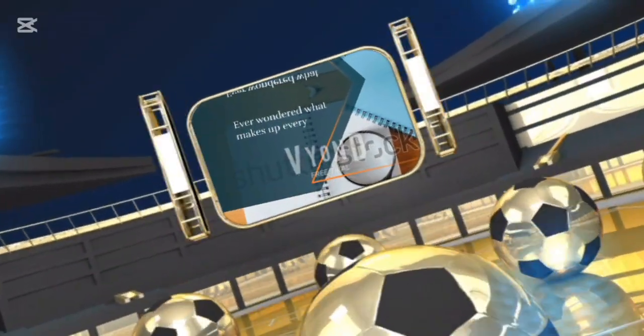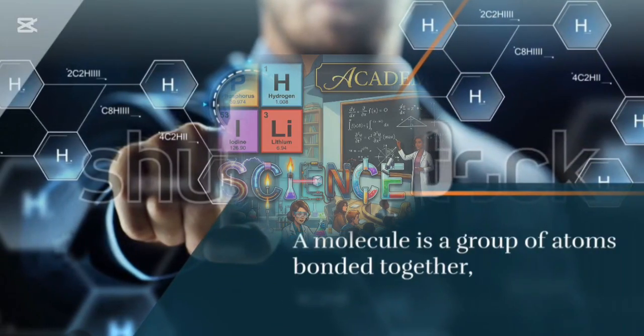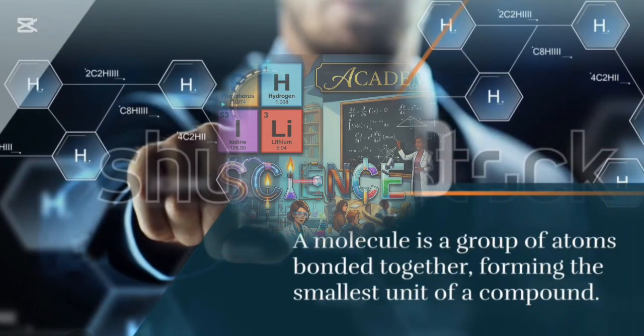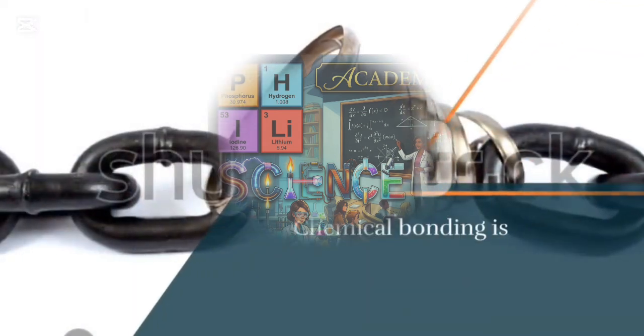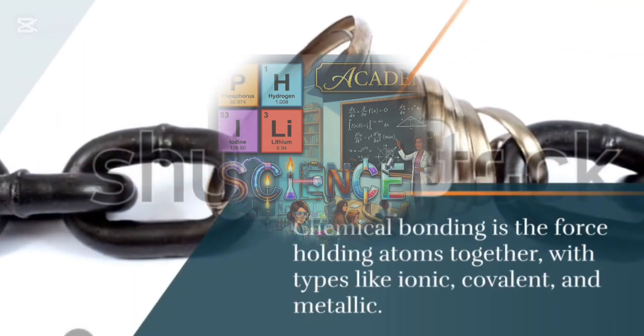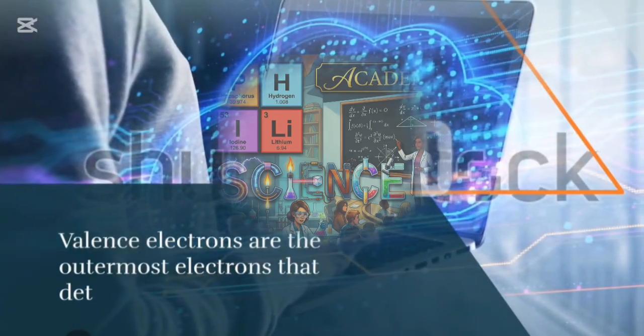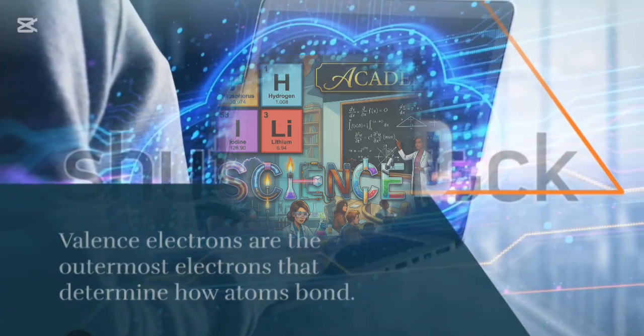Ever wondered what makes up everything around us? Let's explore molecules and more. A molecule is a group of atoms bonded together, forming the smallest unit of a compound. Chemical bonding is the force holding atoms together, with types like ionic, covalent, and metallic. Valence electrons are the outermost electrons that determine how atoms bond.